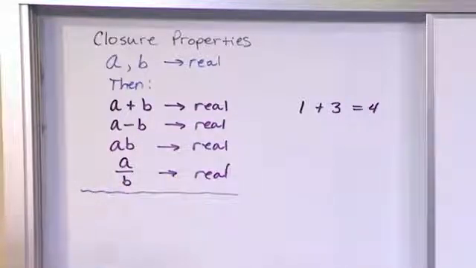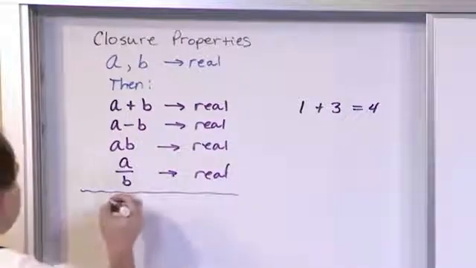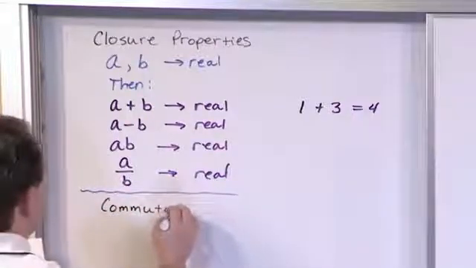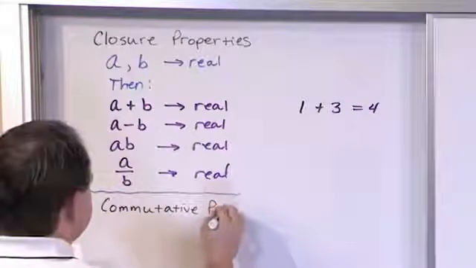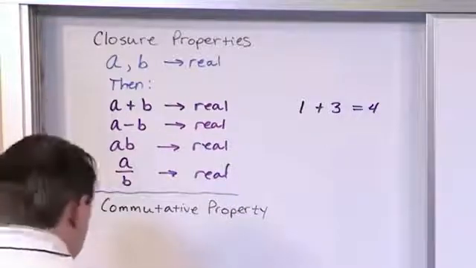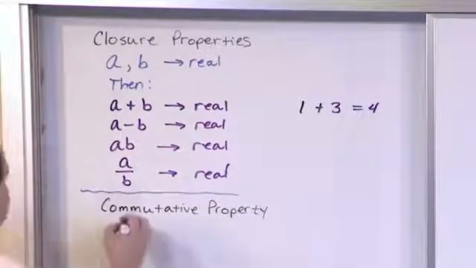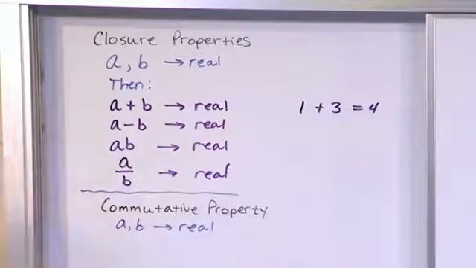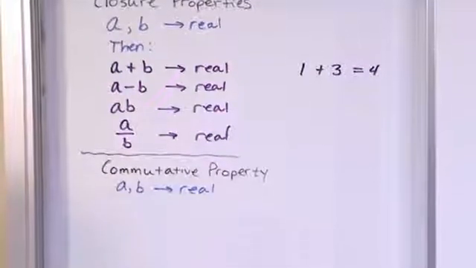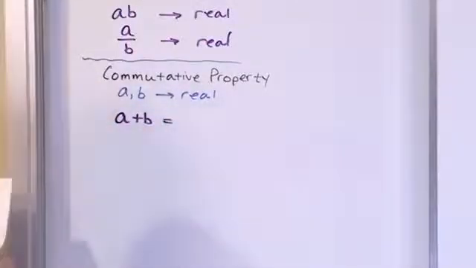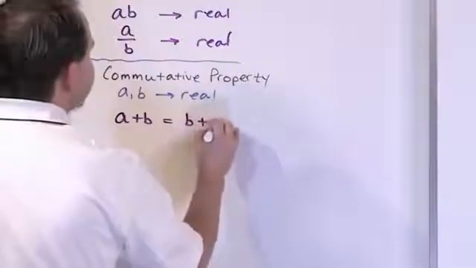All right, so let's go ahead and look at another class of properties, another important class. The next important class is called the commutative property. Again, this is going to be true of all of these things, but I'll write it down one more time. If a and b are both real numbers to begin with, then the following is true. If I take a plus b, it's the same thing as b plus a.